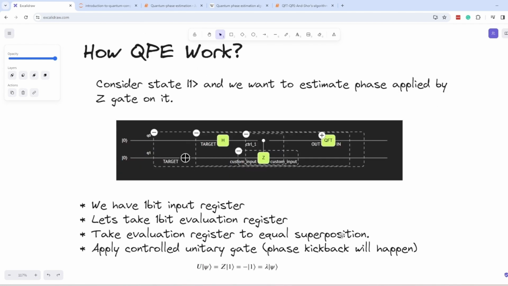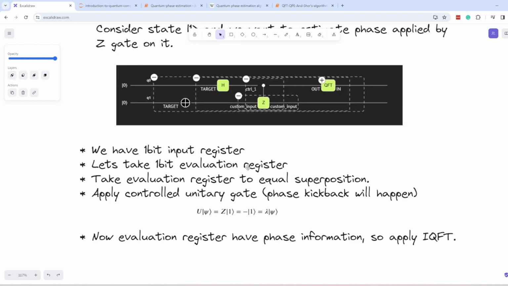Now let's see the circuit, and this is what the circuit of QPE looks like. Here 1 is our state, and Z is the gate which we are applying to this state, and we want to measure what is the global phase which is applied by this Z to this state 1. So let's go step by step through the steps we take.